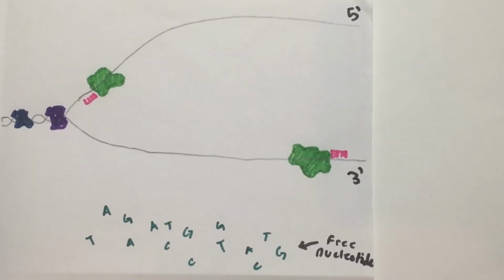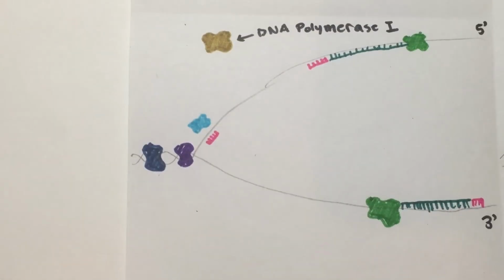Starting at the primer, DNA Polymerase III adds nucleotides that complement the template strand. Because DNA synthesis happens from the 5' end to the 3' end, one strand is synthesized towards the replication fork and the other strand is synthesized away from the replication fork.